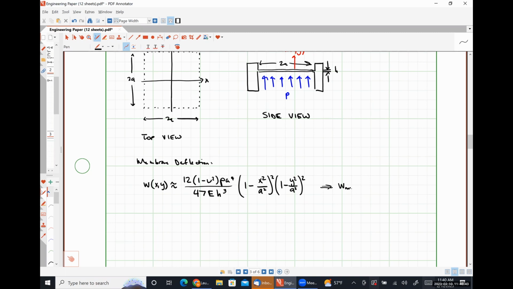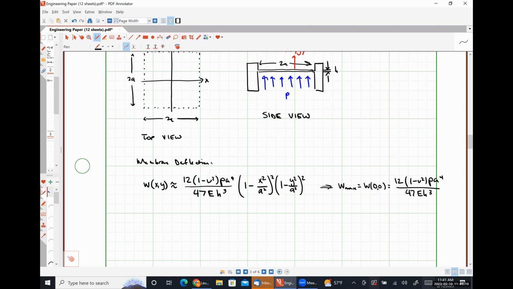Once again, we should see that our maximum deflection occurs at the center. So that's just 12 times (1 minus nu squared) P a to the 4th over 47 E h cubed.